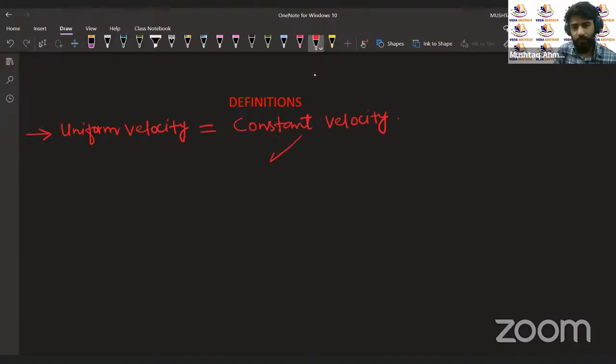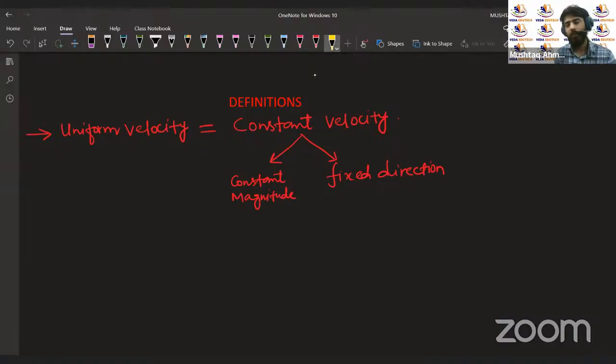So it means constant magnitude and fixed direction, right? Neither the magnitude of the velocity is changing, meaning neither the speed is changing nor the direction of the velocity is changing. We can say that the velocity is uniform, right?